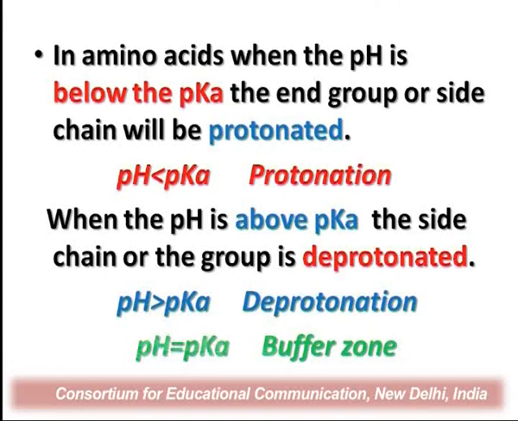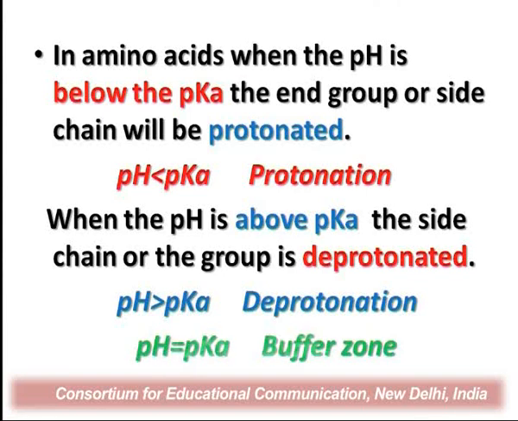So now, to make this concept simple for amino acids, what you have to remember, and this is the general concept also, is that when the pH is below the pKa, that is when the pH is less than pKa, all the amino groups or the side chains will be protonated. That is, the amino acid will exist in its cationic form. And when the pH is above the pKa value, that is when the pH is more than the dissociation constant, then all the side chains will be deprotonated and the amino acid will exist as an anion.